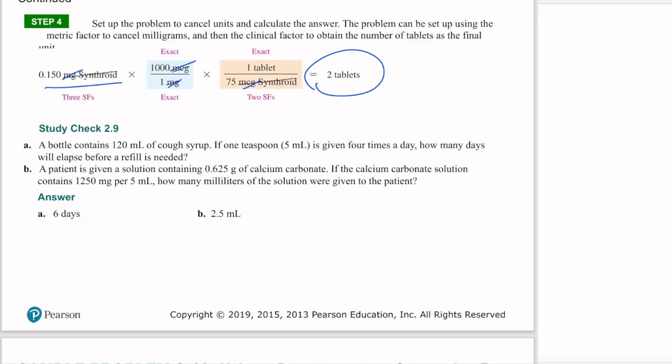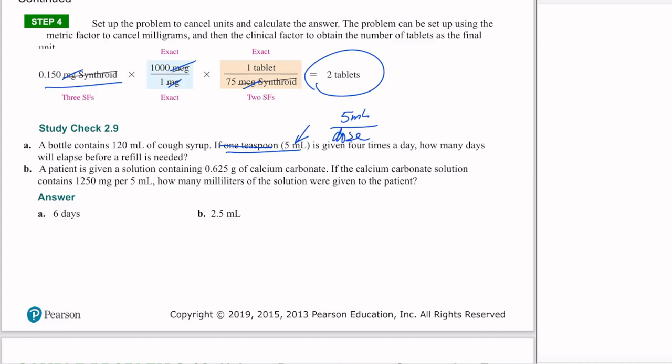Study check 2.9, problem A says, a bottle contains 120 milliliters of cough syrup. If 1 teaspoon is given 4 times a day, how many days will elapse before a refill is needed? We see that 1 teaspoon contains 5 milliliters, and so we can really just leave the teaspoon out of this calculation because we already know that we need 5 milliliters per what? Per dose. So this problem is a little bit tough because we need to understand that we need 5 milliliters of cough syrup per dose.